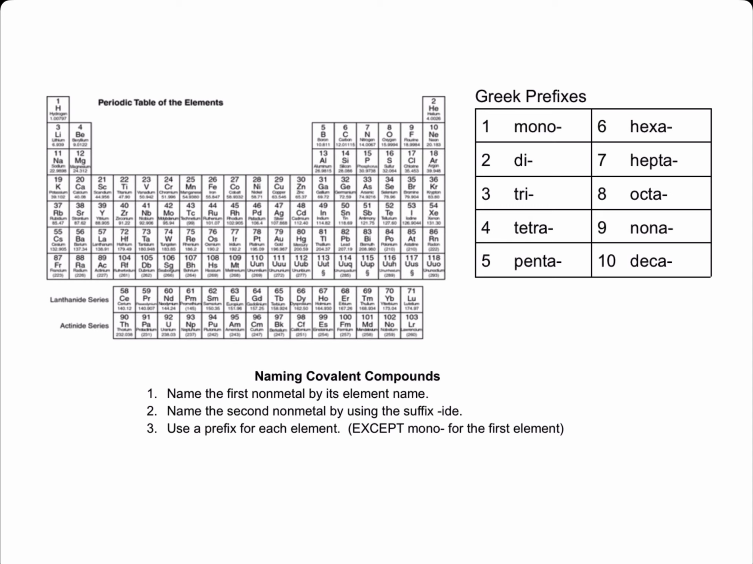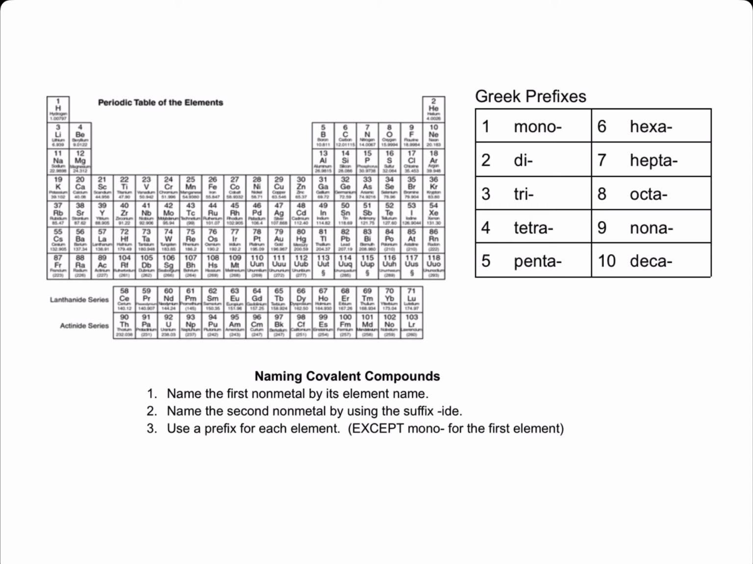The second rule says that we name the second nonmetal by using the suffix IDE. So for the second nonmetal, we're going to have to drop the ending and add a new ending, IDE. So if the second nonmetal is sulfur, we say sulfide. If the second nonmetal is chlorine, we say chloride.